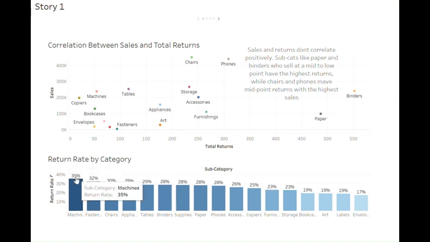And here you can see the return number, but in the bottom we will present the return rate, which machines happen to have the most of, even though, as you can see in the top, they don't have a large amount of sales. They are in the top six, but it is strange that their return rate is very high in comparison to chairs or in comparison to phones, which are over here, which have a smaller return rate.